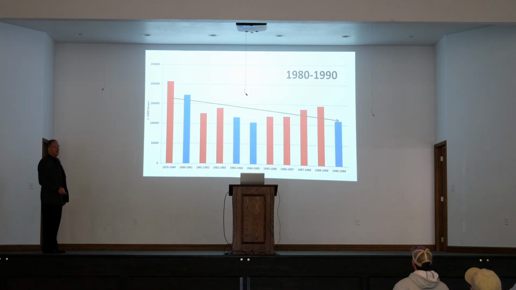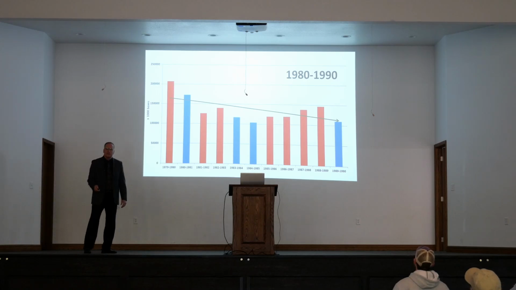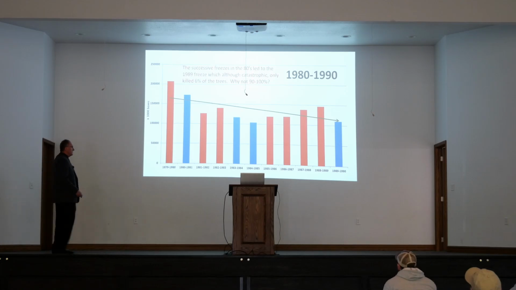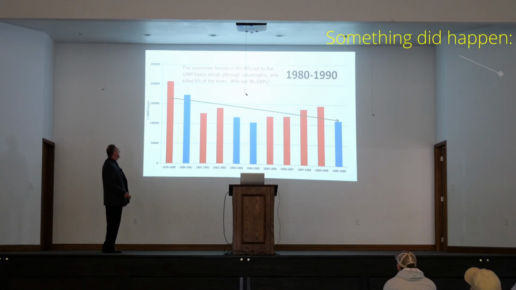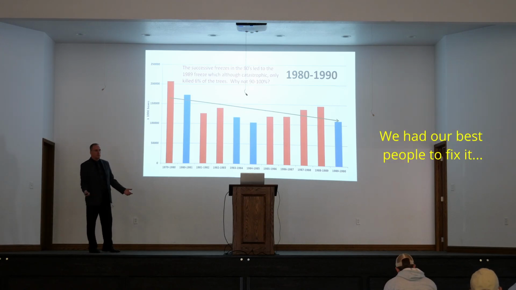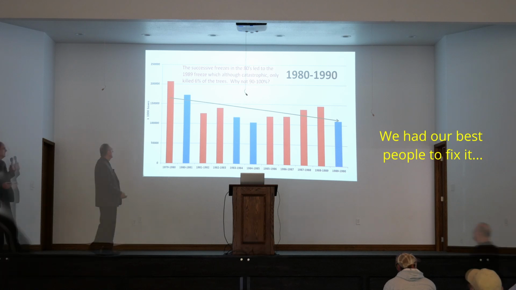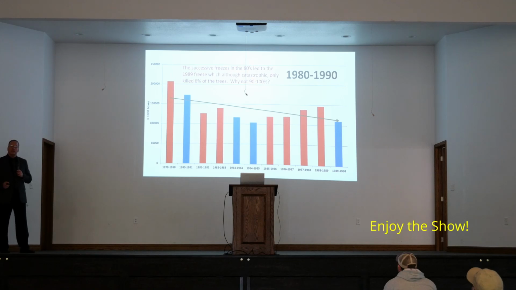And there's the regression line to show you that indeed we did get to the point that things started to decrease. But something happened. These successive freezes in the 80s led to the 1989 freeze over here, which, although catastrophic and completely shook up the industry, it killed 6% of the trees. Why not 90% of the trees or even 100% of the trees? Why did it not do that? It only killed 6% of the trees.